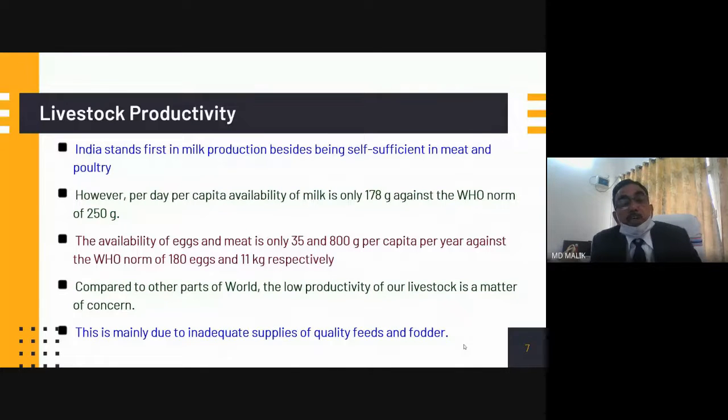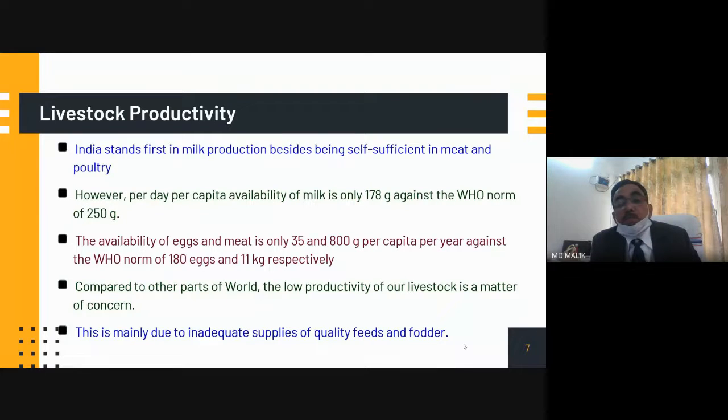Even in the case of the poultry sector, the egg and meat availability is only 35,800, that is 800 grams per capita. But again, the WHO requirement is 180 eggs per capita per year. So of course, we have to think about increasing the poultry business. We have to include entrepreneurs for that.